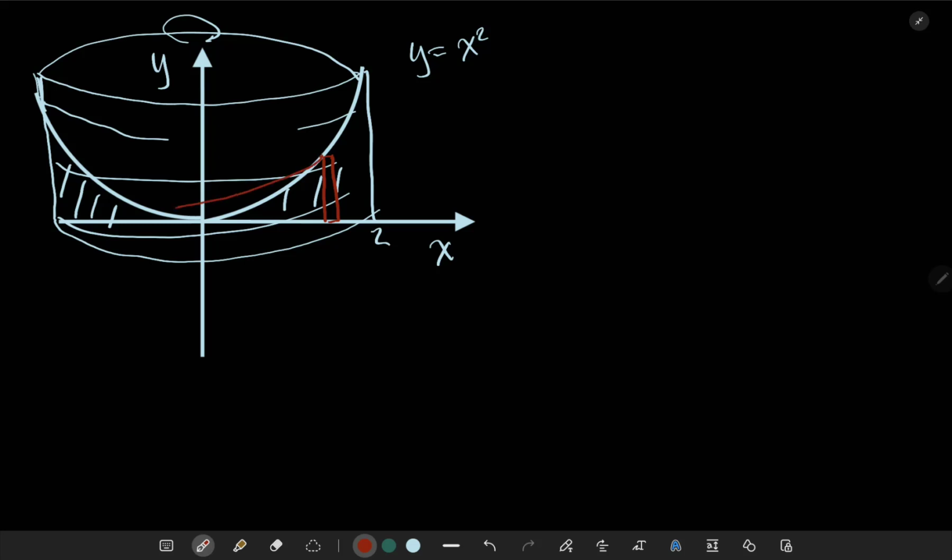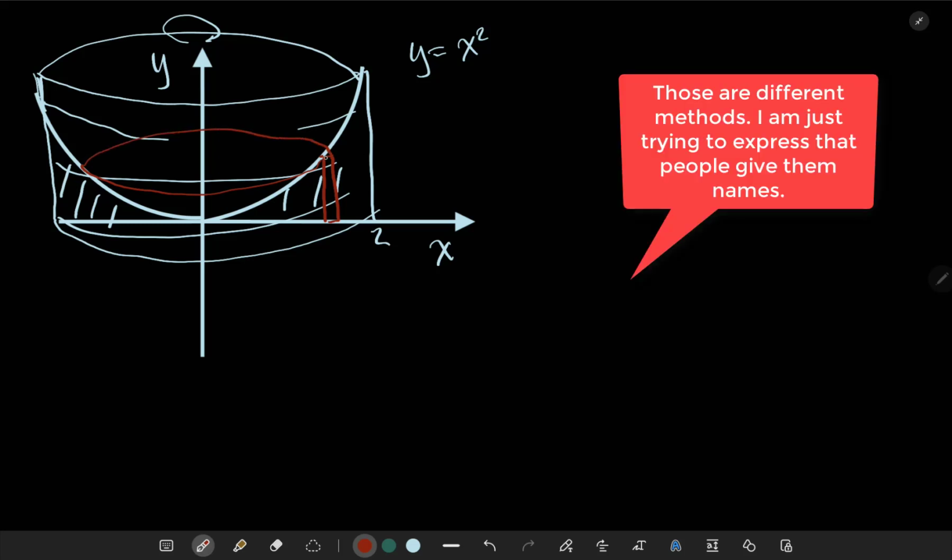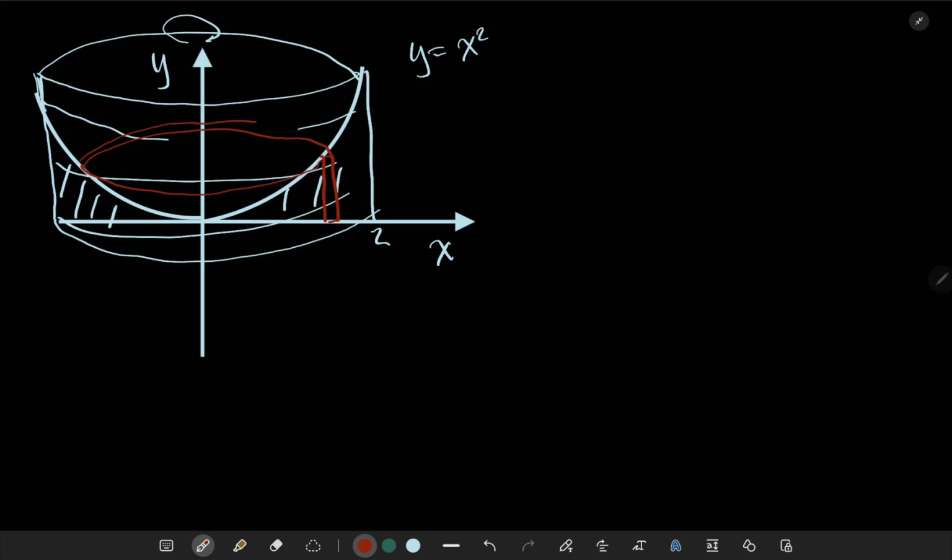These names of the methods really mean nothing. You'll see that some people will call them shells. Some people will call them discs and washers. And the reality is those are just names. The ideas are the same. And the idea really is you're going to grab a rectangle, you're going to spin it around, and you're going to compute the volume of the object that you obtain. And then you're going to be adding through the entirety of your area. So from 0 to 2.